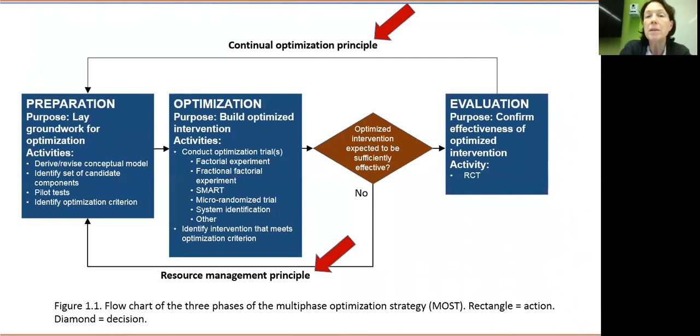Very good. If components vary in how long they take to deliver, the length of the intervention will vary across experimental conditions. Is that a problem? That's not a problem. It depends on how you want to handle it. And this brings up an interesting feature of factorial experiments.